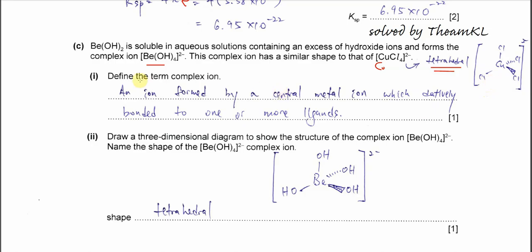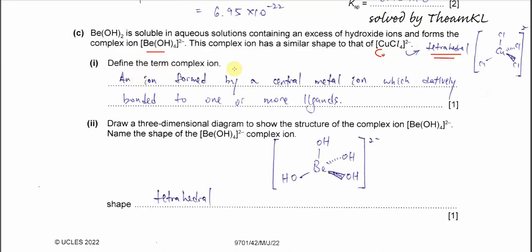So now part 1. Define the term complex ion. So an ion formed by a central metal ion, in this case beryllium or the copper, which datively bonds to one or more ligands. So all this bonding, as you can see, copper with chloride here, they are dative bonds. So these ligands will donate lone pairs to this metal ion, so it forms these dative bonds, right?